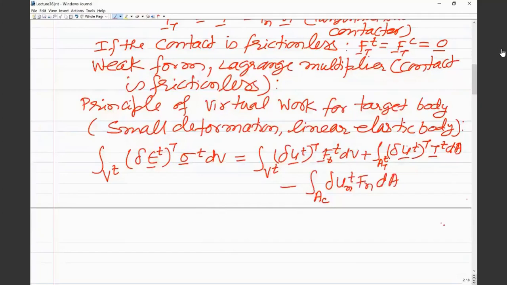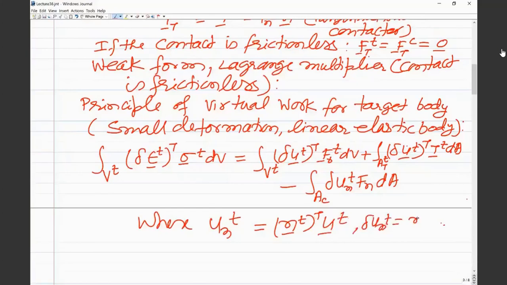So here you will see Fn is minus Fn is towards the body, and delta Unt is away from the body. So therefore, the virtual work of the normal force is actually negative over here. And here, if you look at how we define Unt, the normal displacement on the target body will be the transpose of the normal to the target body. So Nt, N superscript small t transpose into displacement of the target body. In the same way, when you write delta of Unt, that would be Nt transpose into delta of Ut. So this is the expression for the virtual work for the target body.